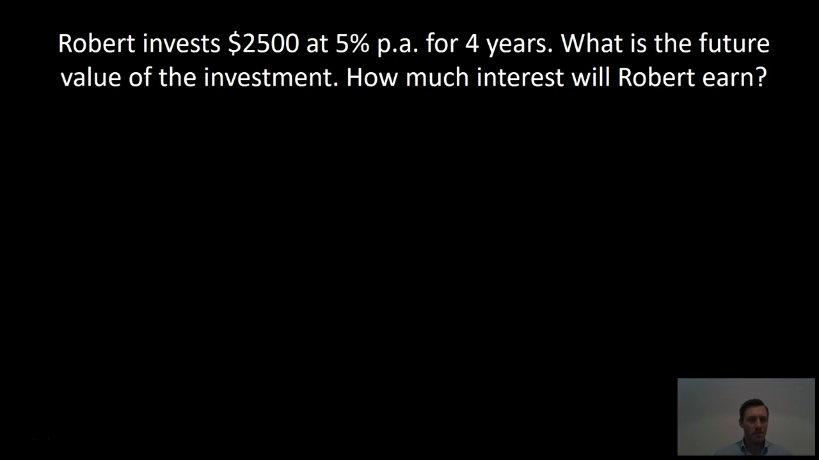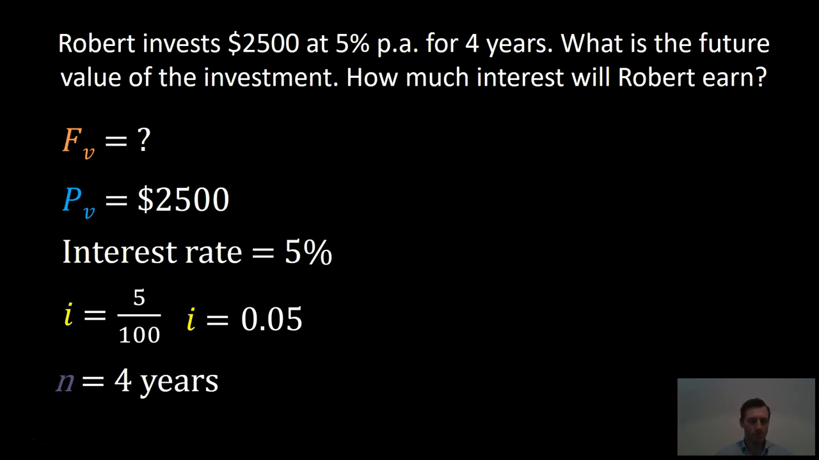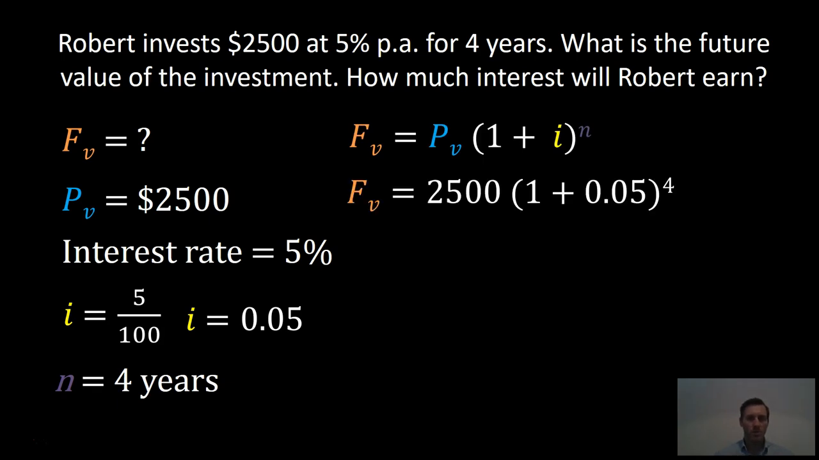Let's look at an example using the other formula. Robert invests $2,500 at 5% per annum for 4 years. What's the future value of the investment? How much interest will Robert earn? We're trying to find the future value. The present value is $2,500. Interest rate 5%, converted to a decimal, is 5 divided by 100, which is 0.05. Time is 4 years. The compound interest formula, we substitute our values in.